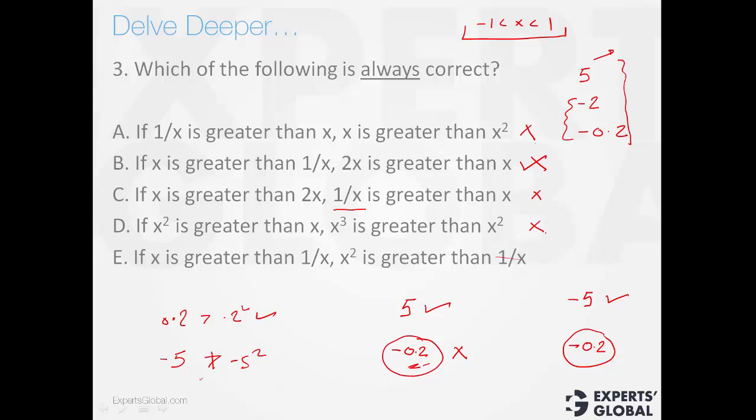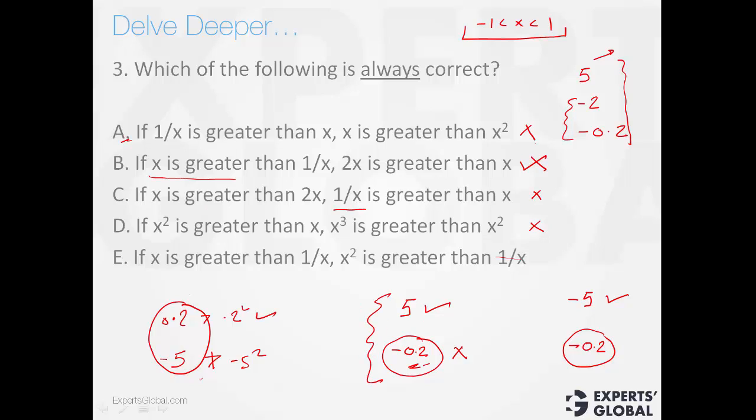If x is greater than 1 by x, so this part is same as this part. So we took these two examples here, 0.2 and -5, where x is greater than 1 by x. One case when x is a small positive fraction, and the other when x is a big negative value. x square is greater than 1 by x. I'm sorry, this was corresponding to option A. This is option B. So these are the two values which worked.